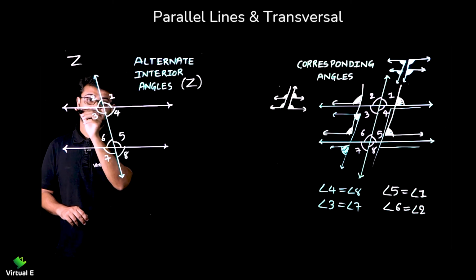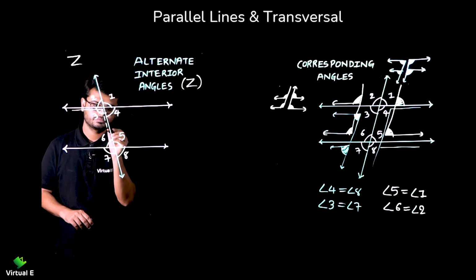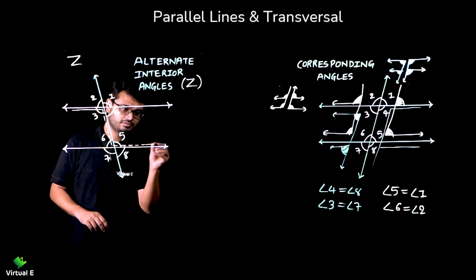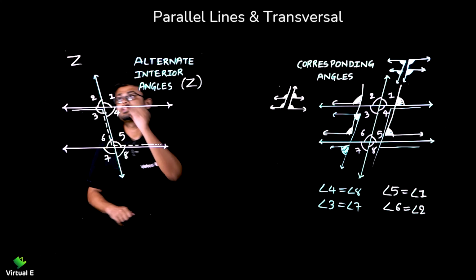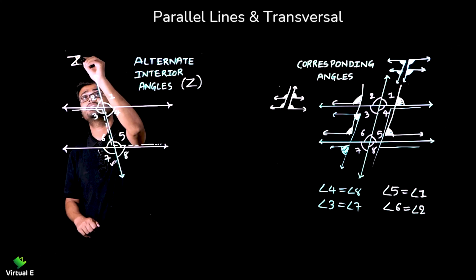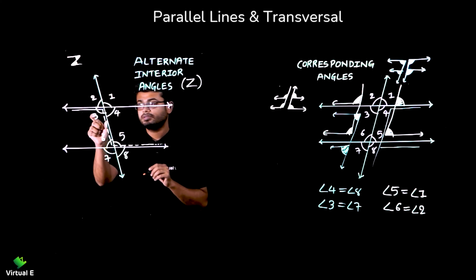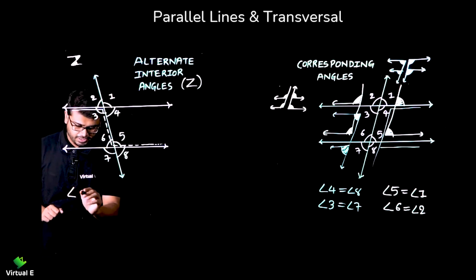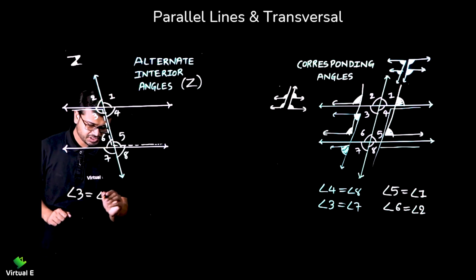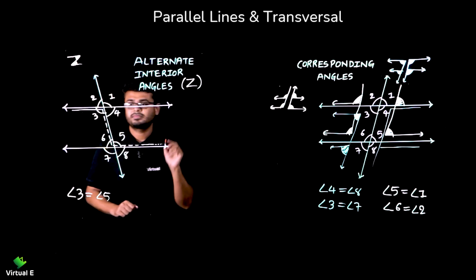So first, Z, that looks something like this, right? So you can see which are the 2 angles. These 2 angles we are interested in the Z. See here properly, right? So this is what we are interested in. So here there is one angle 3 and angle 5. So angle 3 is equal to angle 5, right?